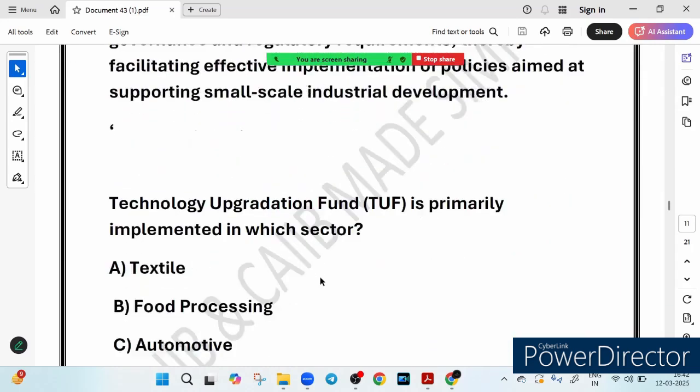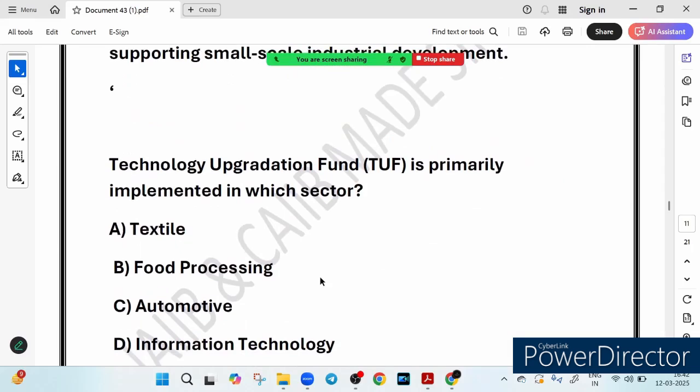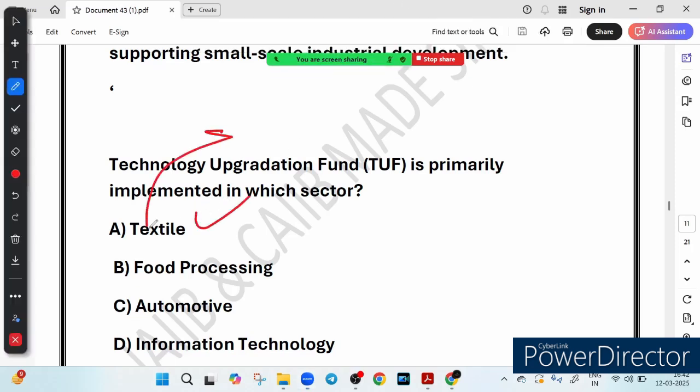This question is regarding TUF, that is Technology Upgradation Fund. It is primarily implemented in which sector? I will tell you every piece of information about this TUF. Option number A, textile. Yes, very good. It is T for textile, T for TUF. This way you can remember. It is a government scheme.